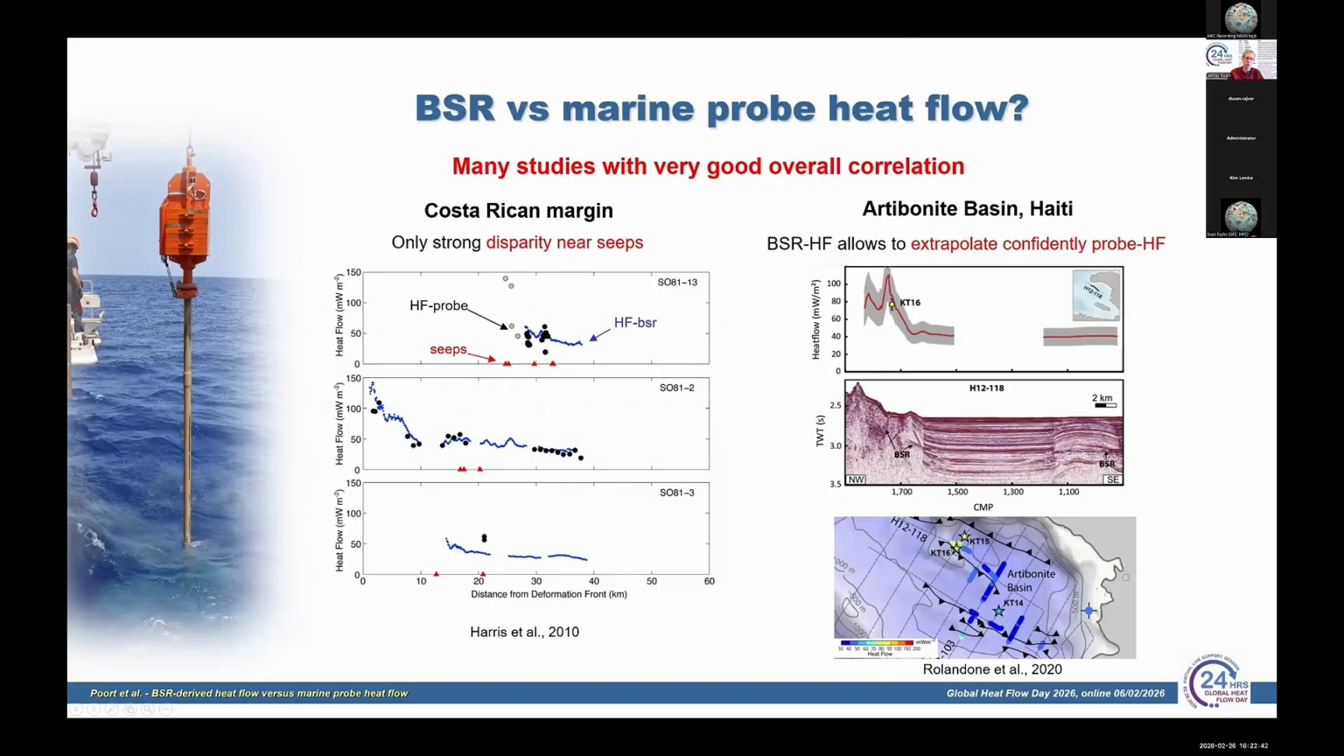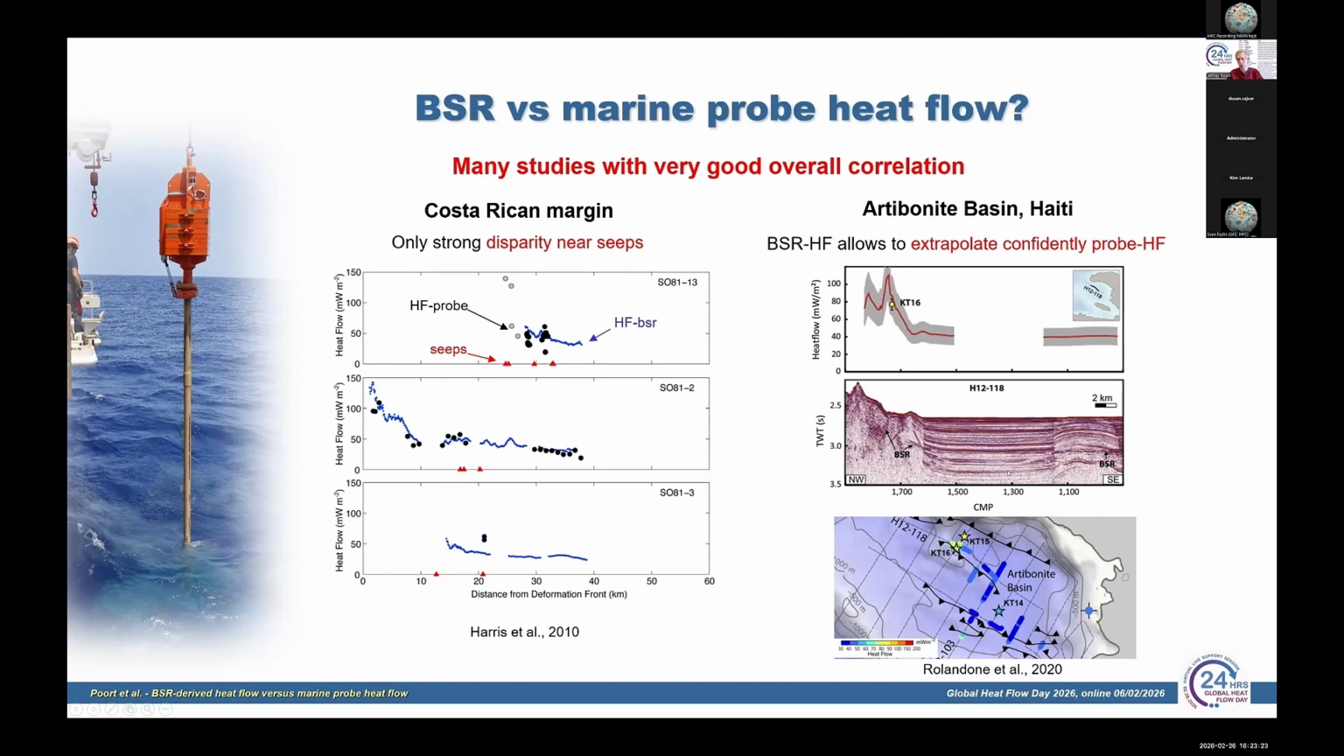However, there are a lot of studies where we have a very good overall correlation. So here on the left side, an example from the Costa Rican margin, from a publication of Harris and colleagues in 2010, where you can see, especially in the middle panel, where the dots are the heat flow probe data and the blue line is the heat flow derived from the BSR, a very nice correlation. So the only places where you have a disparity is where the measurements are close to seep sites. The red triangles here are seep sites.